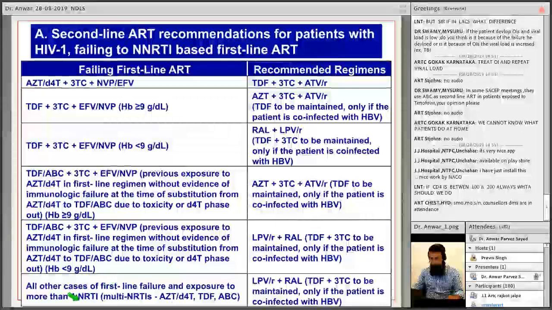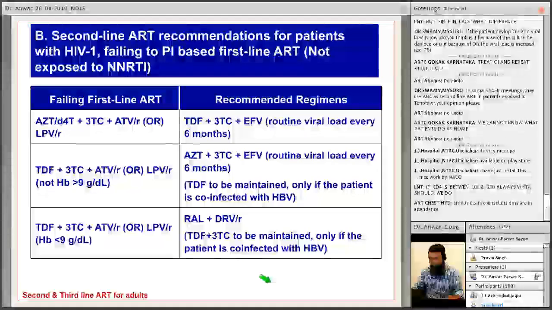And some of the patients may be experienced to more than one NRTIs. Those are called multi-NRTI exposed patients, and in them you may not be able to use tenofovir, zidovudine or stavudine, and in those patients you use raltegravir as the first part of the regimen, and as an anchor you use lopinavir, because whenever you use raltegravir you don't use atazanavir. You either use lopinavir or you use darunavir, which is usually given as a third line.